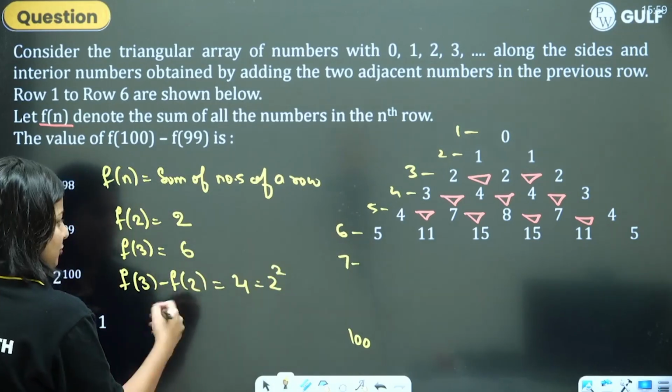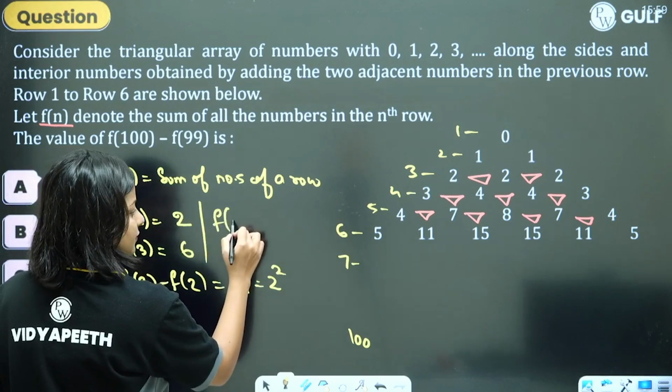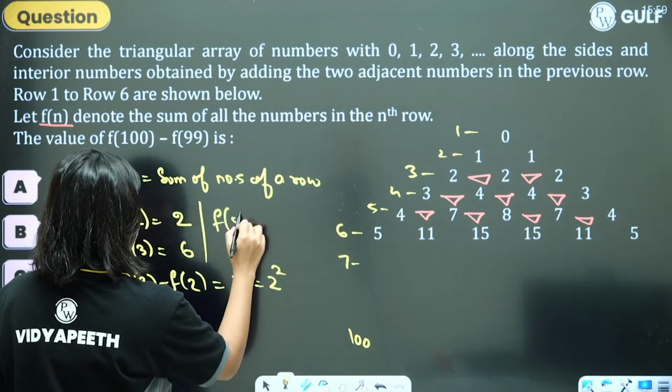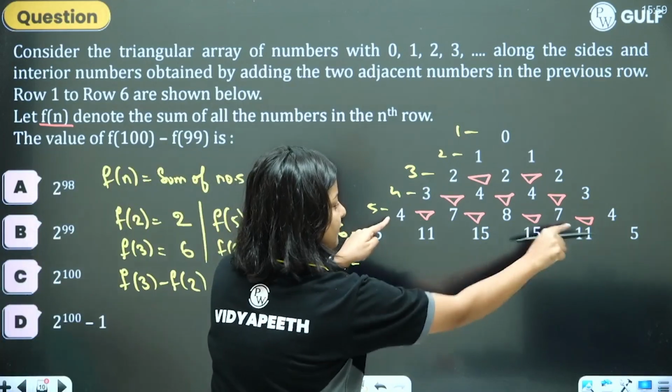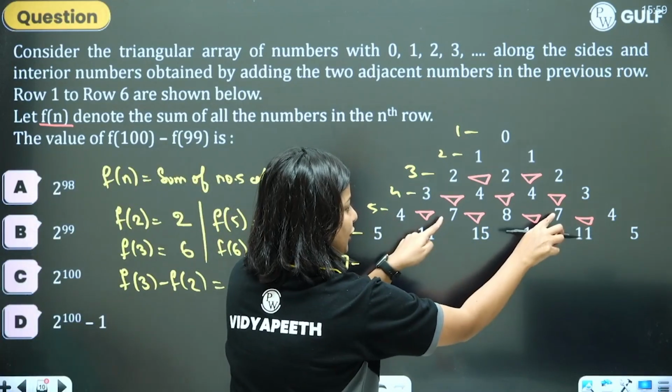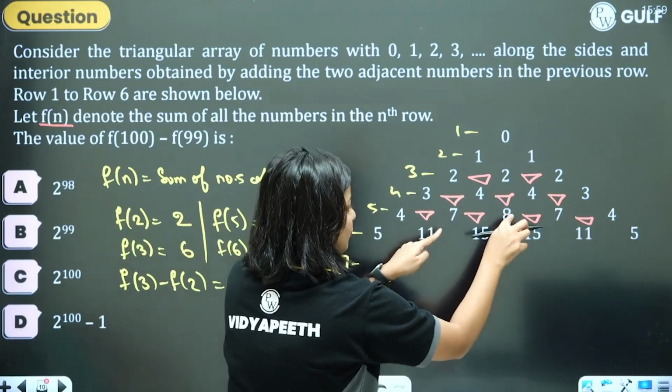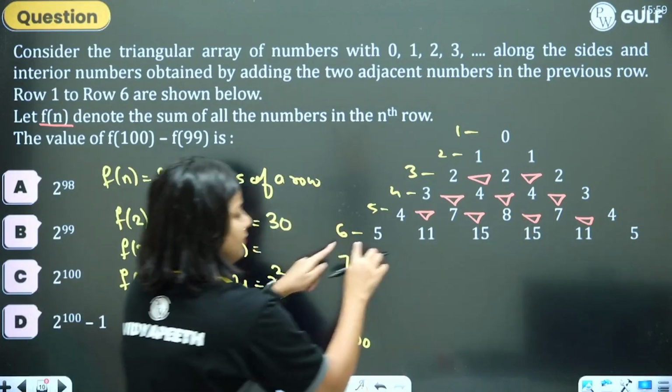Okay. Same you can check for f of 6 and f of 5. Calculate the sum of all terms in the fifth row: 4 plus 4, 8 and 14. 14 plus 8 is 22 plus 8, 30. F of 6: 5 plus 5, 10.